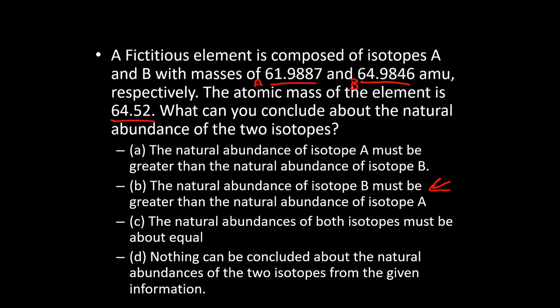So we still have a decent bit of isotope A. It's not like carbon-14 where it's such a tiny amount that it doesn't even have an effect, but it is definitely a lot less. We have a lot less of it than we do isotope B.